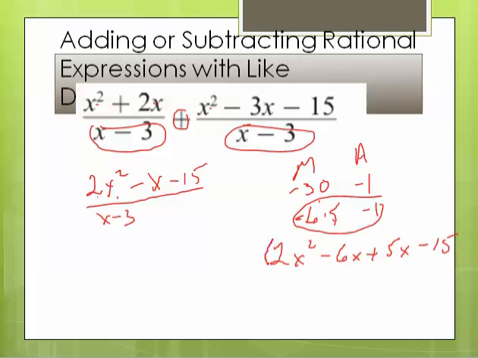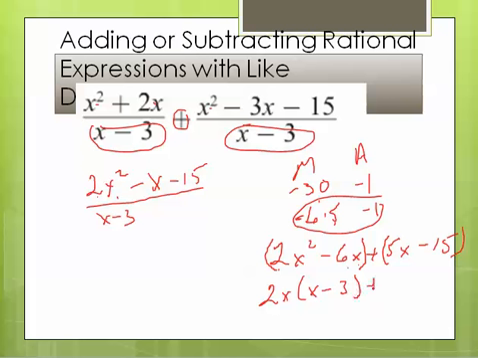I am then going to group the first two numbers together and group the last two numbers together. Why do I do that? Well, because then I can see in these first two numbers I've got an x and a 2. I'm going to pull out the 2x out of here, and that's going to leave me with an x minus 3.